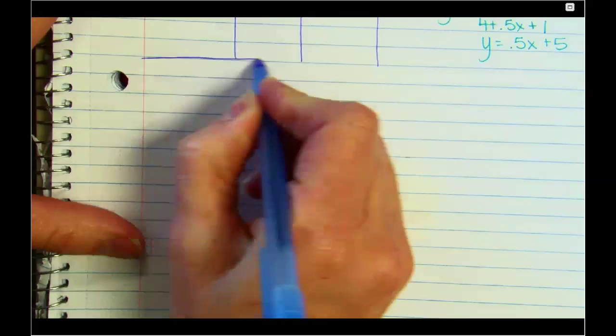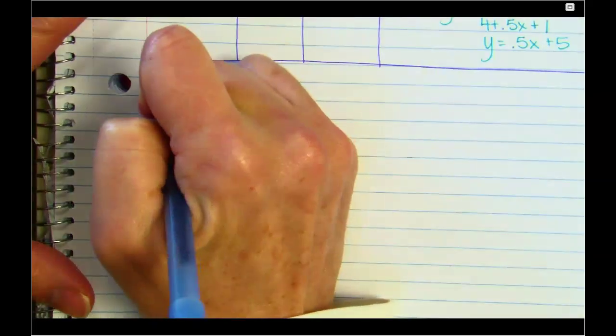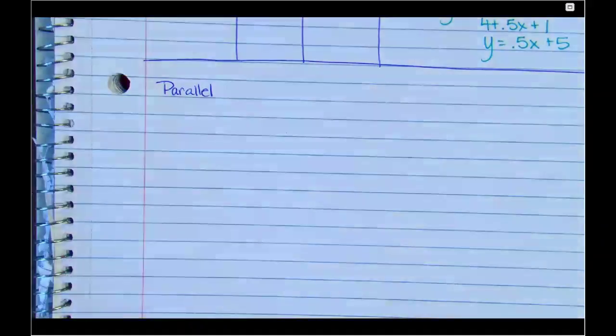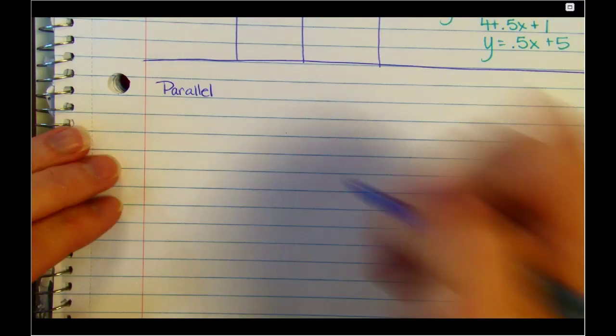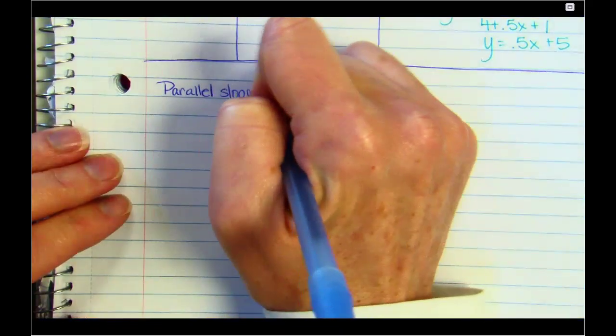All right, folks. So I just want to review with you things that are parallel. What's true about parallel lines? Okay, let me ask you the question more specifically. My fault, that was not a well-asked question. What's true about the slopes of parallel lines? They are the same. The slopes of parallel things are the same. Parallel slopes are equal.